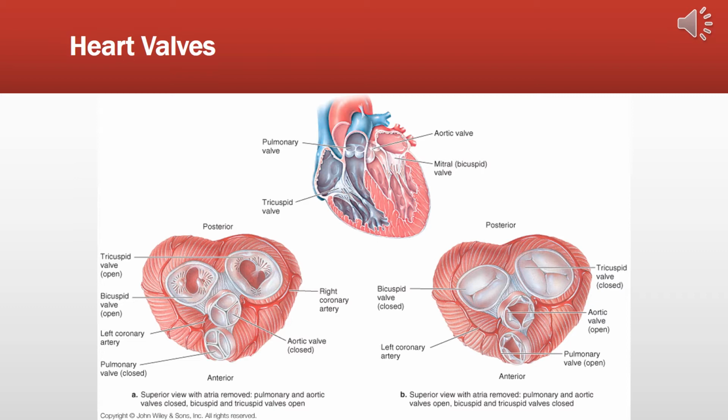And just note that when the tricuspid valve and the bicuspid valve are open to let blood into those atria, the semilunar valves are both closed. But when the heart beats and we move blood into the lungs and into the rest of the cardiovascular system, the semilunar valves are open, whereas the atrioventricular valves are closed.